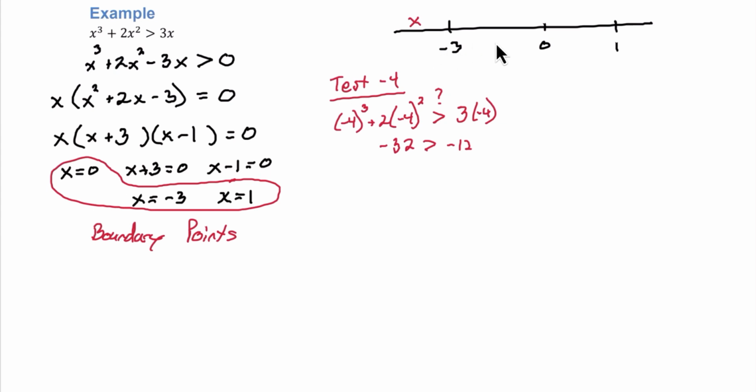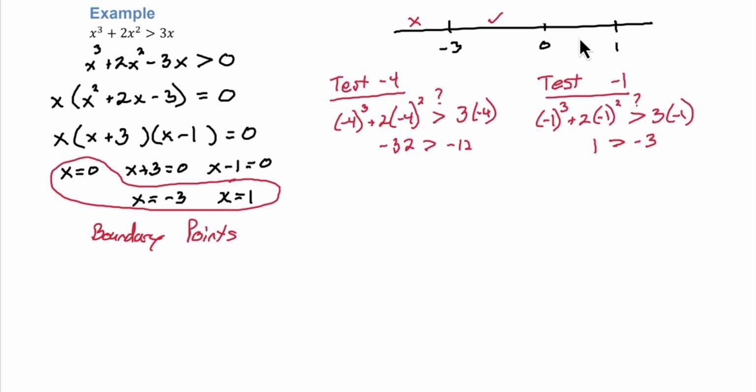Next, we'll test a point in this second interval. Any point you want. I'm going to choose -1. Again, going back to the original inequality, we have -1 cubed plus 2 times -1 squared. We're asking, is that greater than 3 times -1? Here we get 1 is greater than -3. That is a true statement. Make a note that that interval is good.